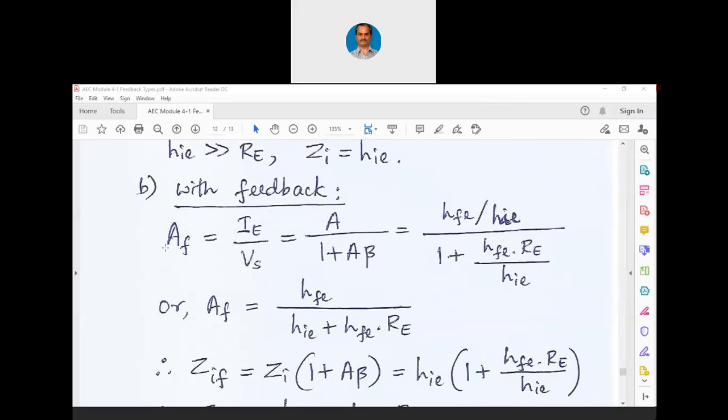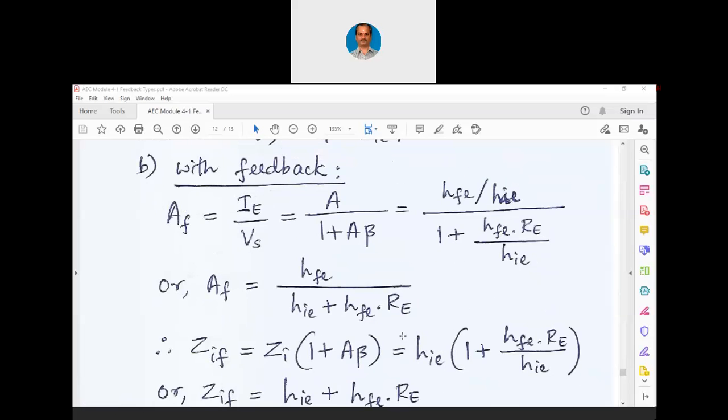Please remember, now this A is nothing but transconductance. Let me not confuse you further as I confused in the previous case. I have specifically written AF, means it is the closed loop gain, but the closed loop gain is basically transconductance. Output is IE, input is Vs. We have a ready expression A by 1 plus A beta. Substituting all that for A and for beta, we get this expression AF is equal to HFE divided by HIE plus HFE into RE.